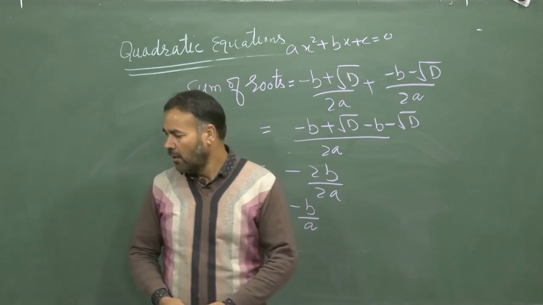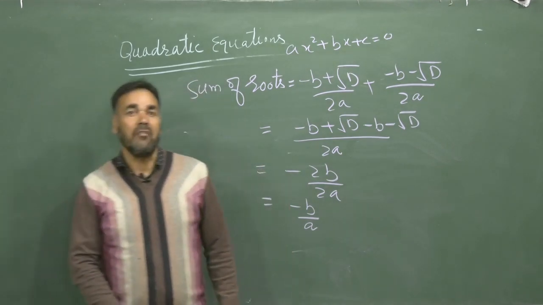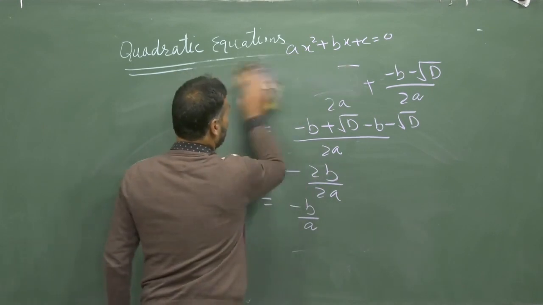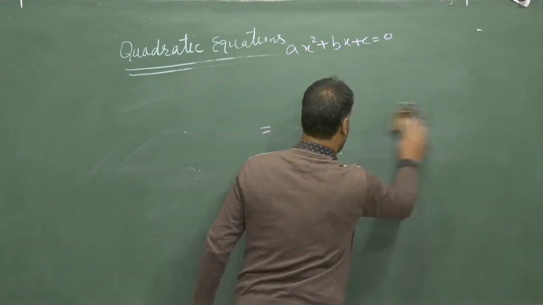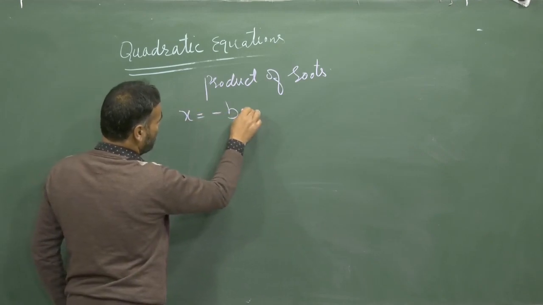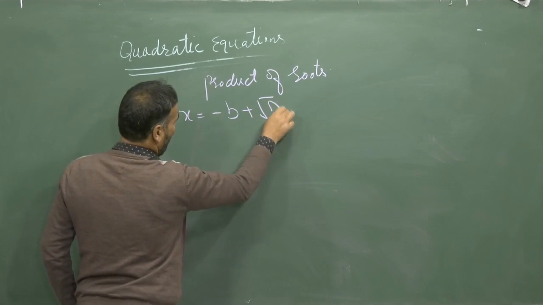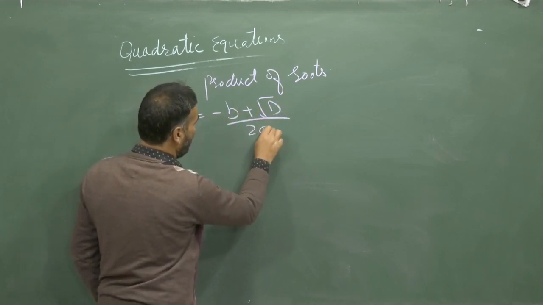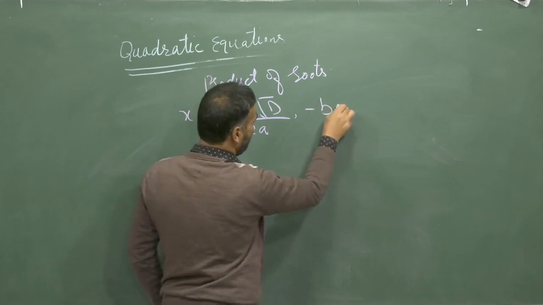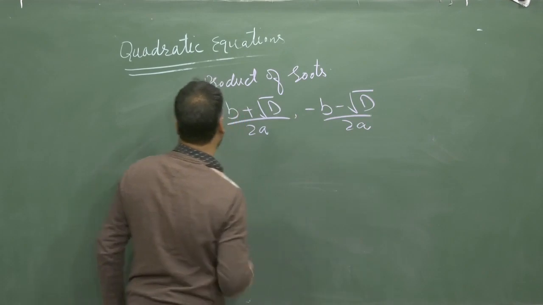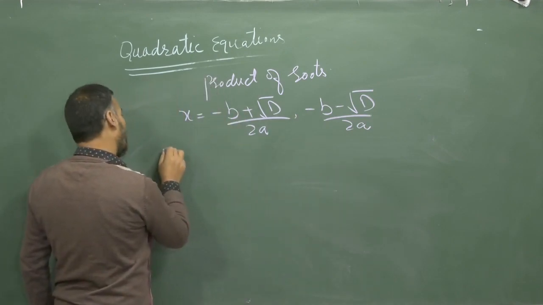Now what will happen if we take the product of the roots? Now let us discuss the product of roots. You know that the two roots of the quadratic equation were in the form of negative b plus square root of d divided by 2a and minus b minus square root of d divided by 2a. What is the product of roots?